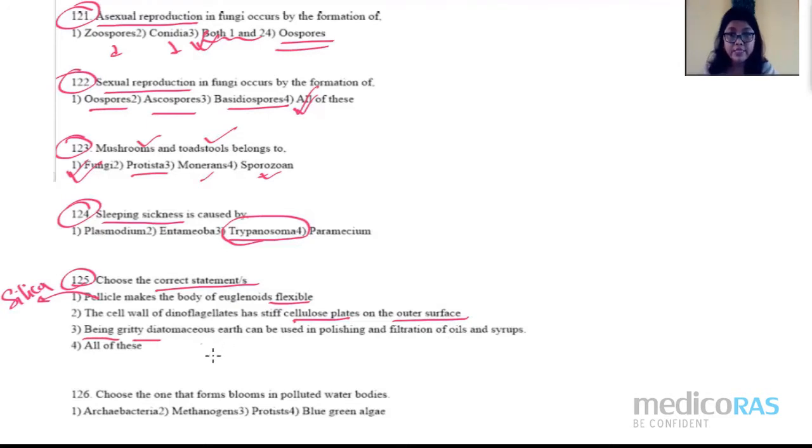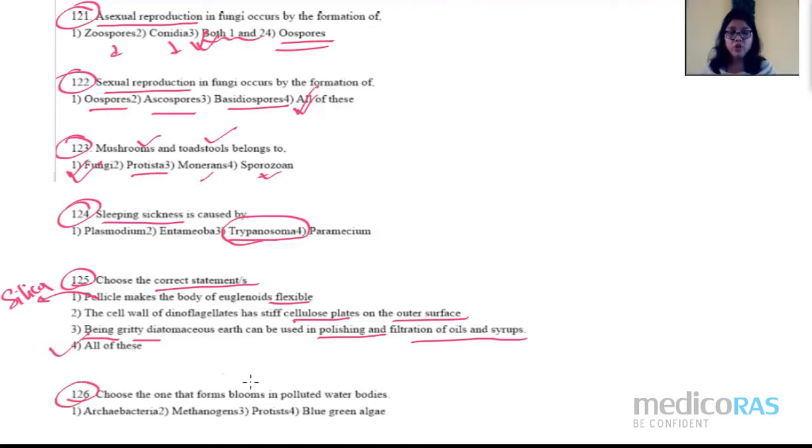Being gritty, diatomaceous earth can be used in polishing and filtration of oils. This is also very true. We can use that for our toothpaste also. In the morning when you are using toothpaste, in that also we have diatomaceous earth. So all options are correct, right?